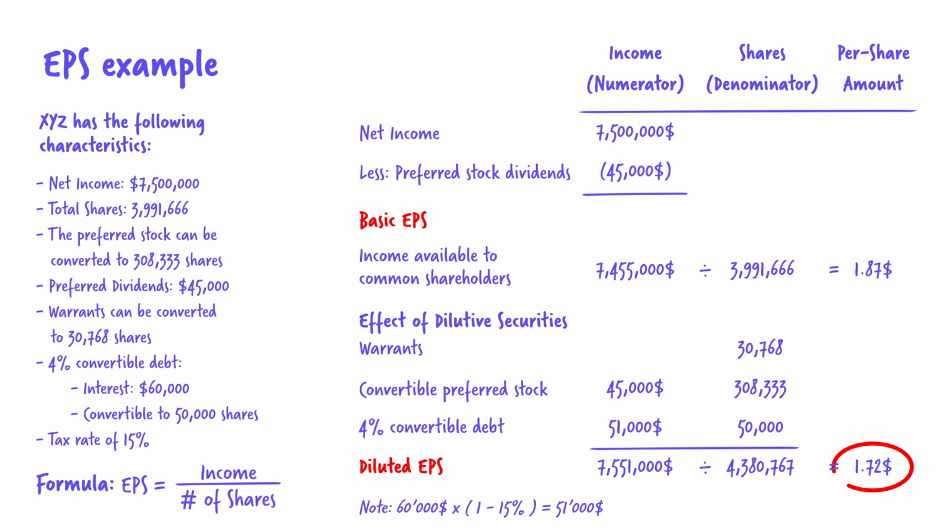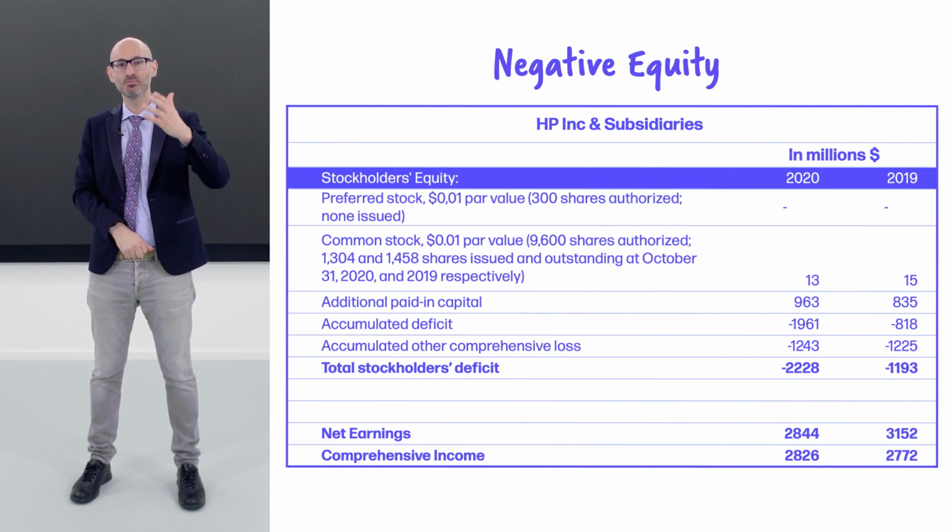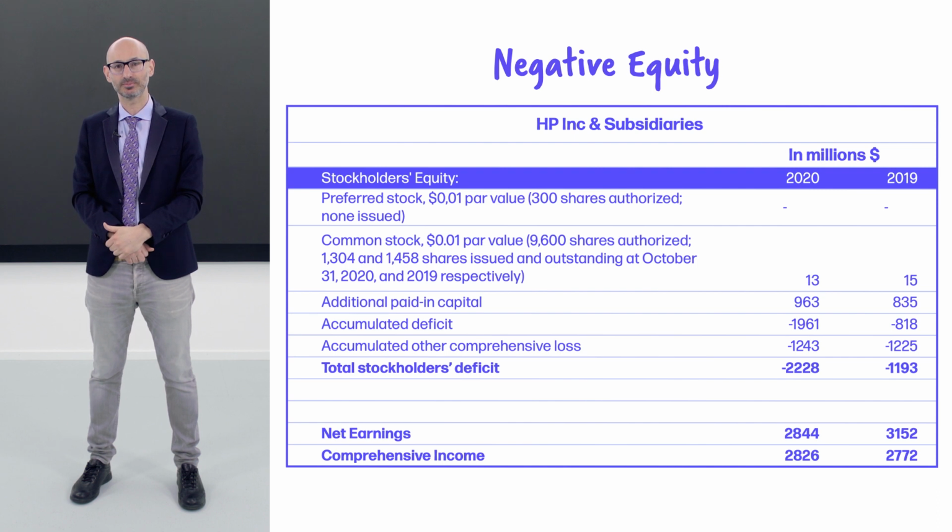As you see, it is lower than the basic EPS of 1.87. This is normally the case in most circumstances. When you factor in potential dilutions, the diluted EPS is less than the basic EPS. I give some examples on equity, and I choose some of the more unusual cases.